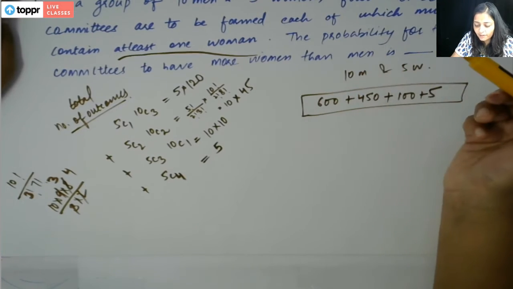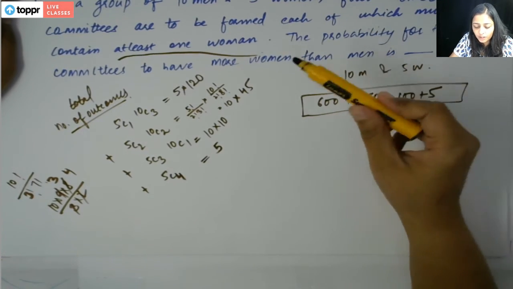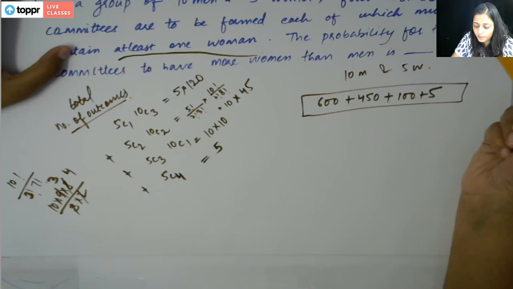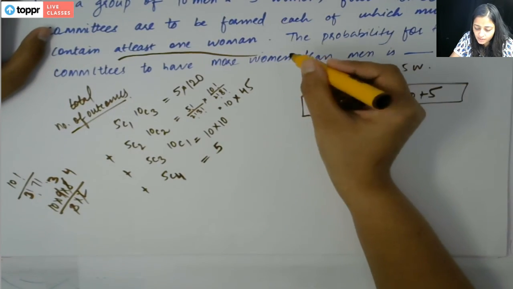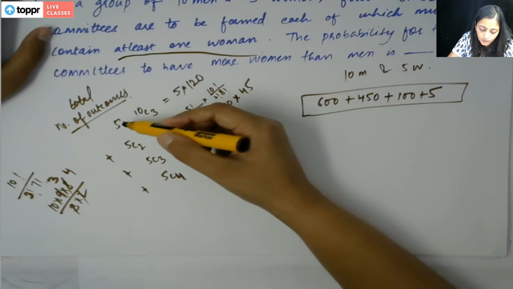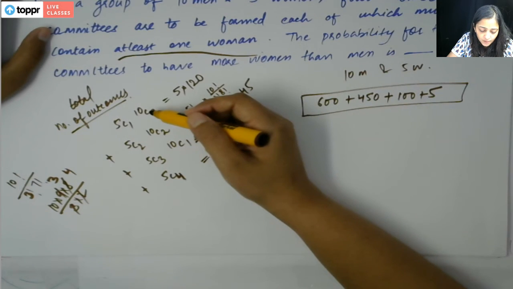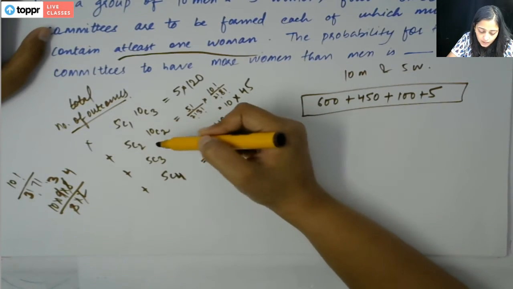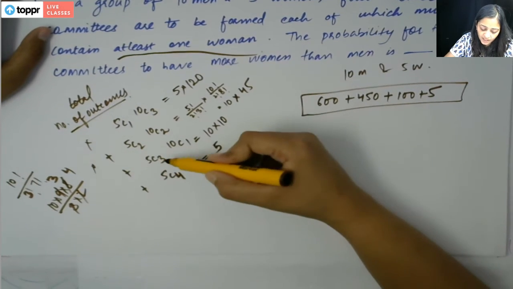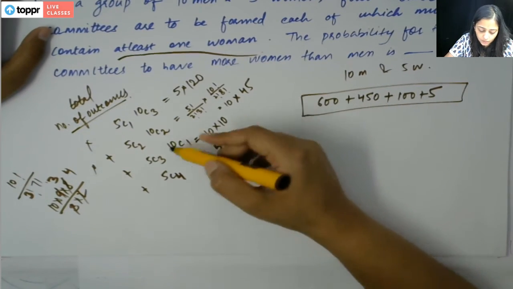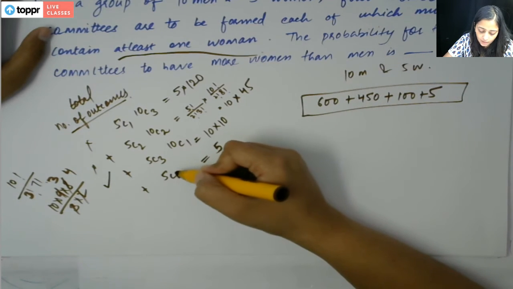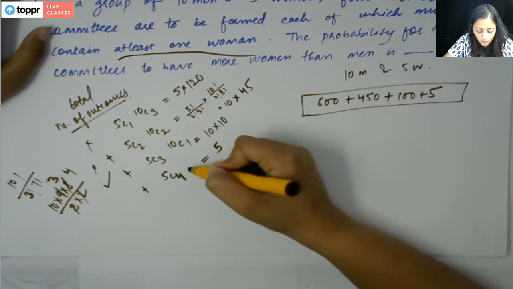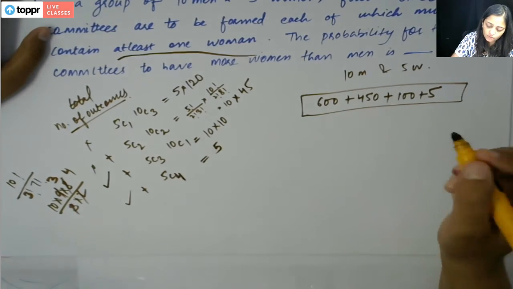Now we have to find the favorable outcomes. The probability for these committees to have more women than men. So in all these 4 cases, for which of the cases we have more women than men? Here we have 1 woman and 3 men, so this cannot be possible. 2 and 2 not possible. Here we have 3 women and 1 man, so this case is the favorable case. And here we have 4 women and 0 men, so this case is also favorable.